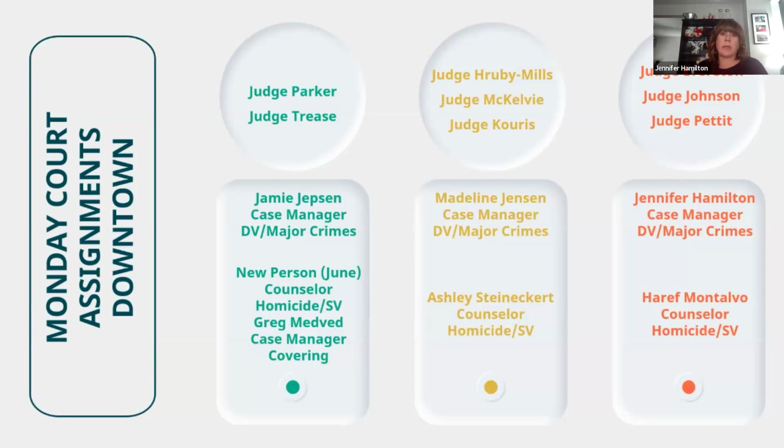I'm assigned to Judge Brereton, Judge Johnson, and Judge Pettit. Judge Johnson and Judge Pettit are like part-time judges, so we switch back and forth between those courtrooms. That's the same with Judge McKelvey and Judge Corus. And you can see who's assigned to those.